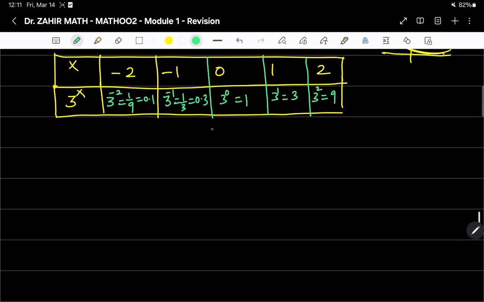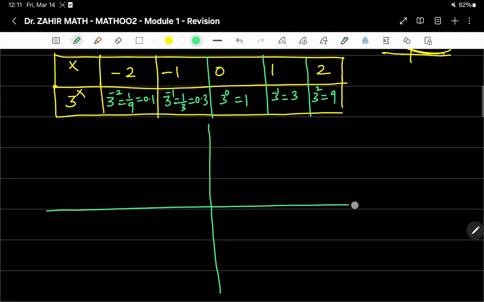Very easy one, right? So let's take the x-axis and y-axis. It starts from minus 2, minus 1, and then 0, this is 1 and this is 2. So you look at the values: it's 0.1 and 0.3, 1, 3, 9. So here it is going up to 9. So 1, 2, 3, 4, 5, 6, 7, 8, 9. So I'll write it 1, 2, 3, 4, 5, 6, 7, 8, 9. Very small values, so you should be careful.